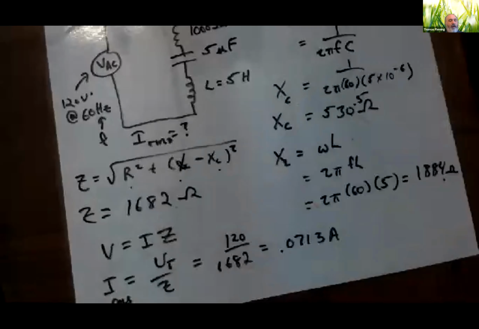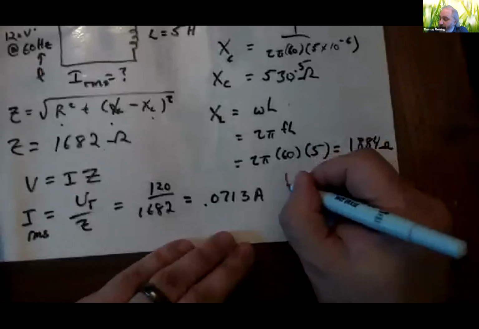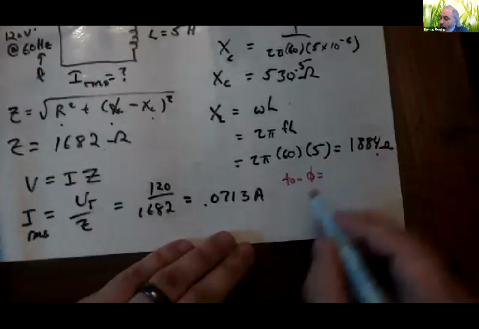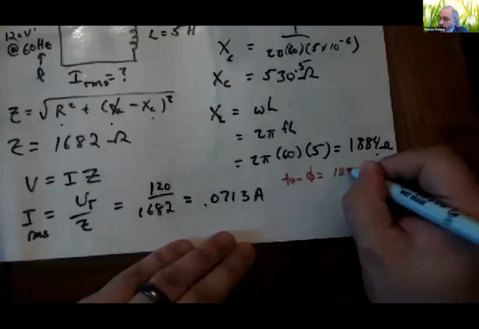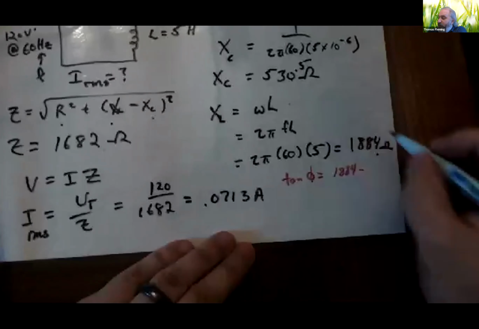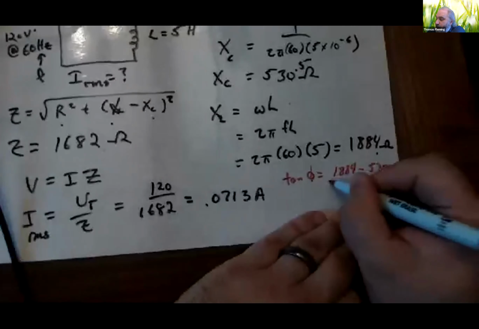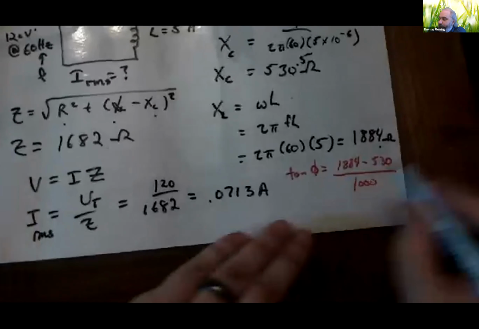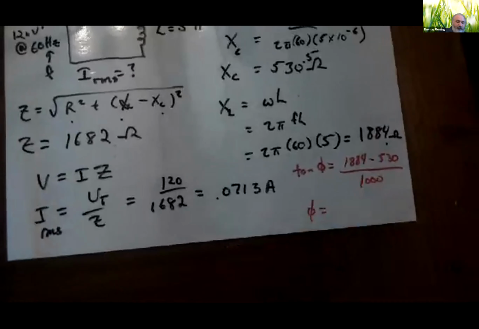Now, for this example we just did, what's that phase angle going to look like? Well, in this case, the tangent of that phase angle is going to equal XL, which was 1884, minus only 530, over 1,000. So when I use the inverse tangent to solve for that expression, I get that it's positive 53.5 degrees.